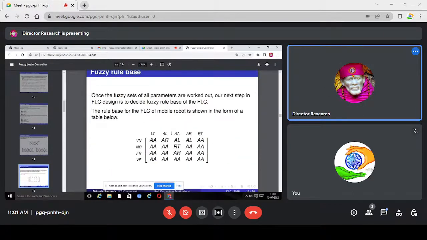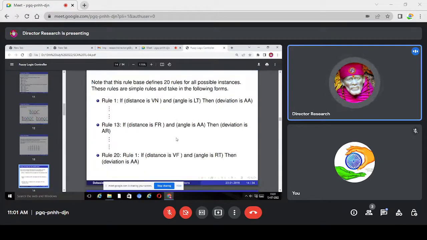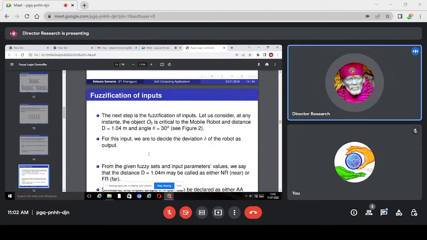Once fuzzy sets of all parameters are worked out, our next step in fuzzy logic design is deciding the fuzzy rule base. Note that the rule base defines 20 rules covering all possible instances. These rules are simple. Rule 1: if distance is VN and the angle is LT, then deviation is such. We should calculate various combinations, like distance near, far, and so on.